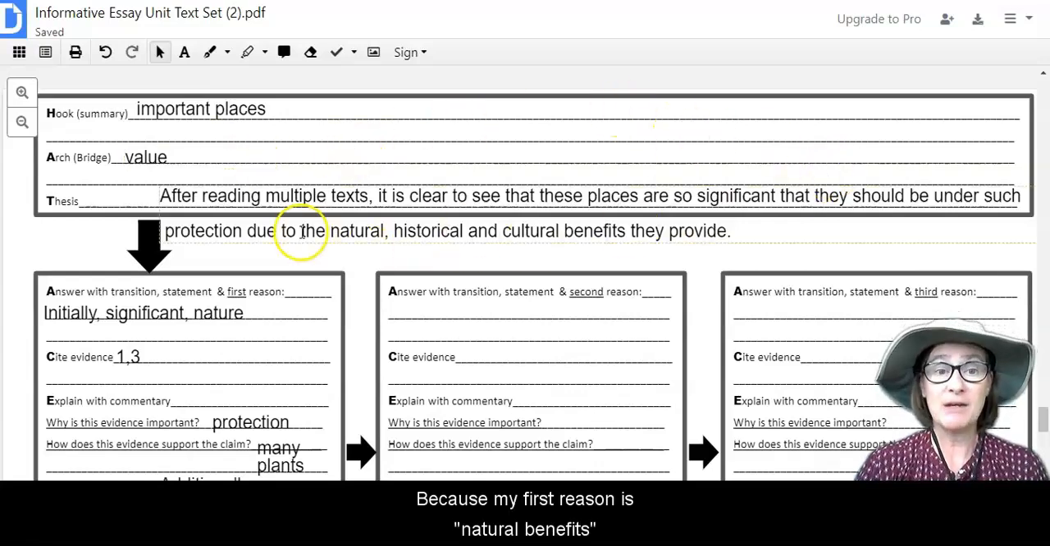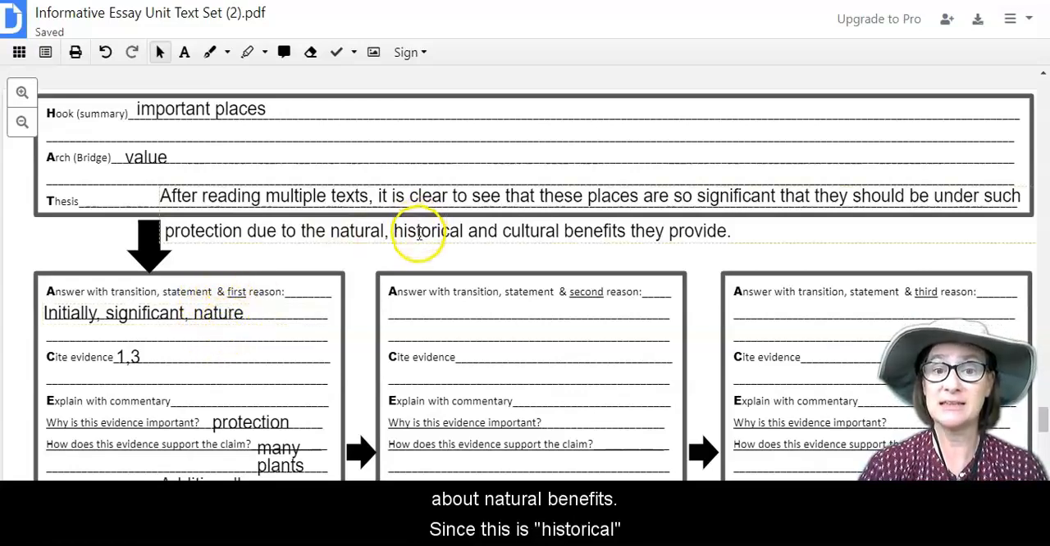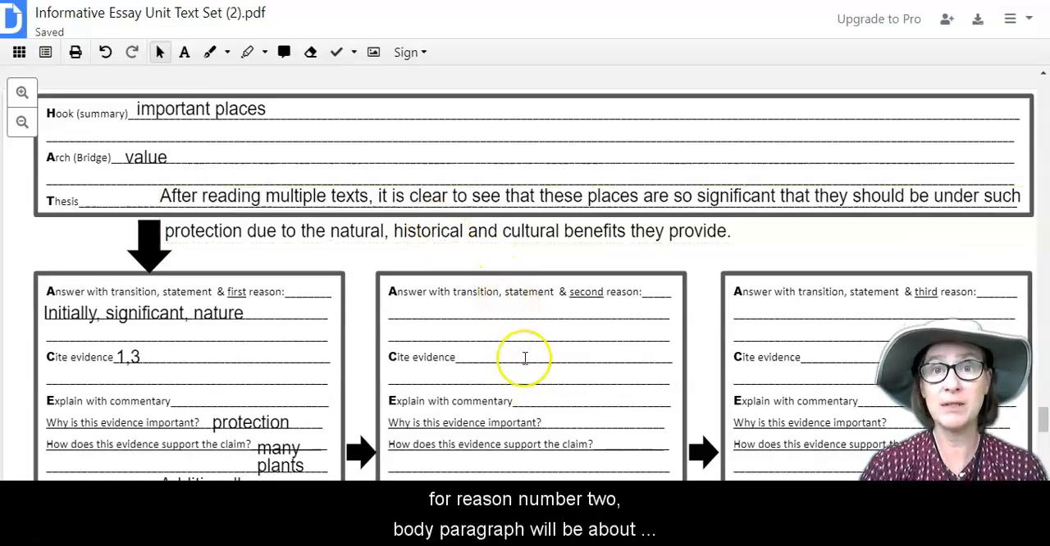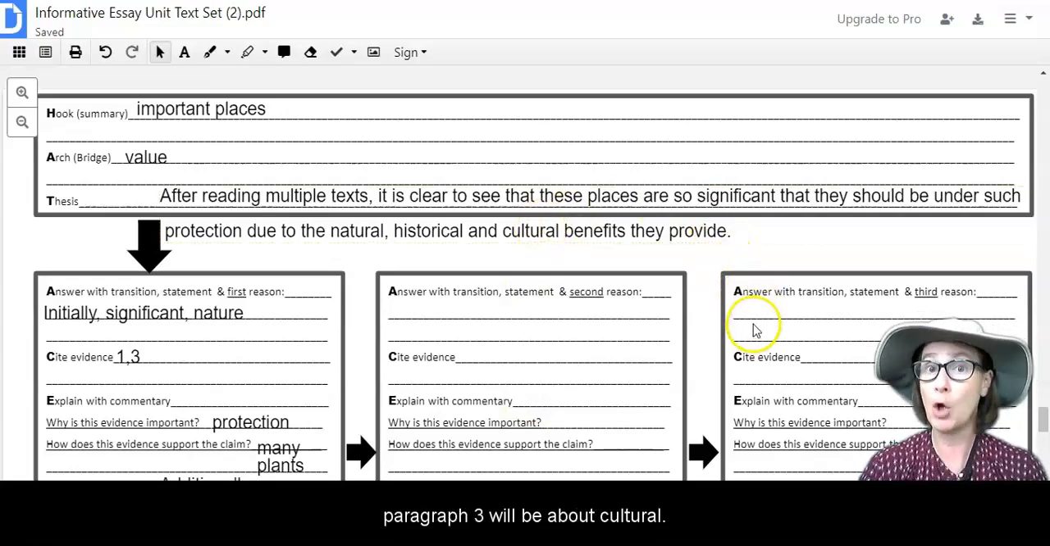So, because my first reason is natural benefits, that means my first body paragraph is going to be about natural benefits. Since this is historical for reason number 2, body paragraph 2 will be about historical. And since reason number 3 is cultural, body paragraph 3 will be about cultural.